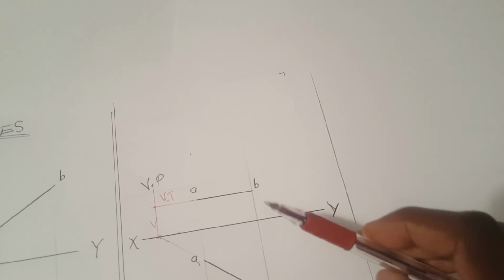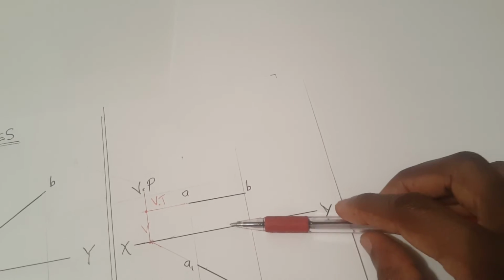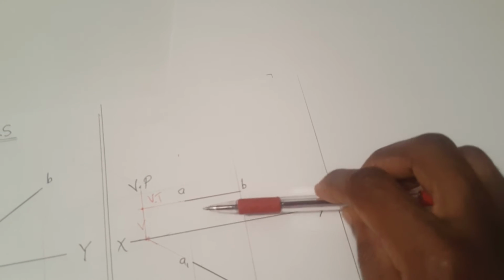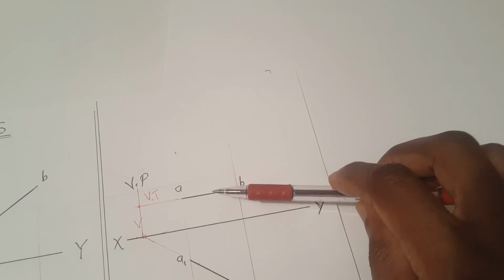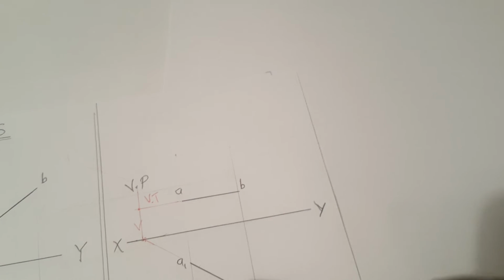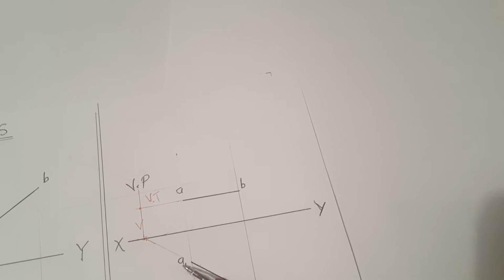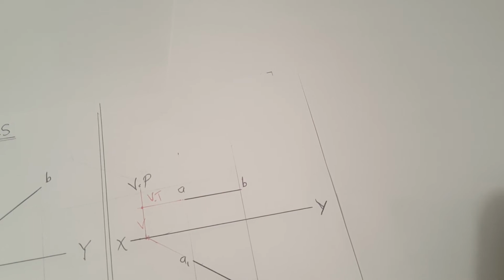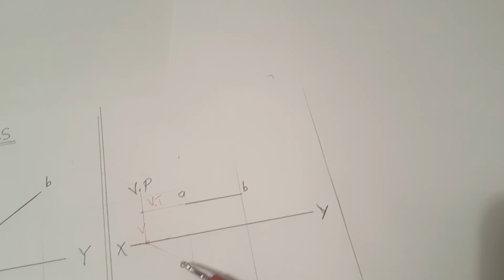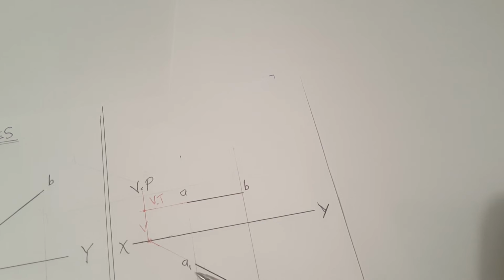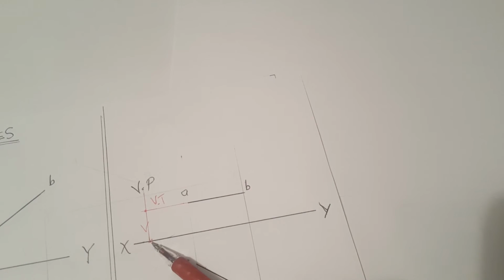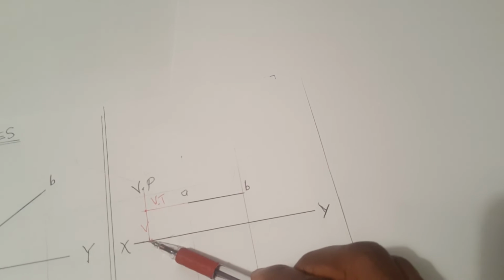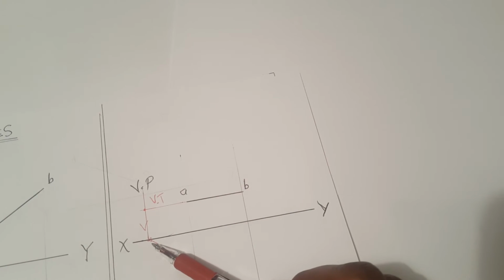Let's go across to this example. In this case, the front elevation or the vertical plane is parallel to XY, while the plan is inclined at an angle. In this case, we follow the same principle. The principle states that we extend line AB, A prime, B prime to cut the XY line. At the point where the line cuts XY, we label that point V.